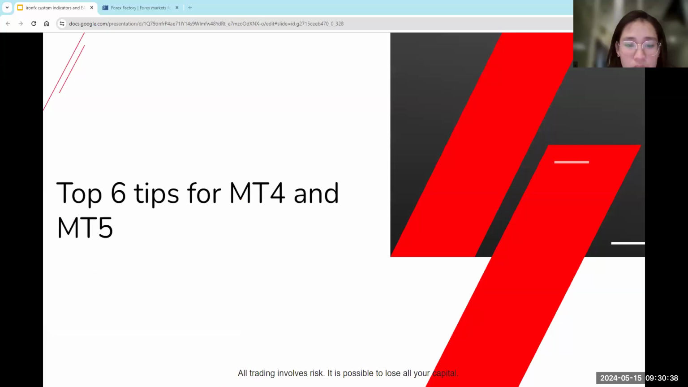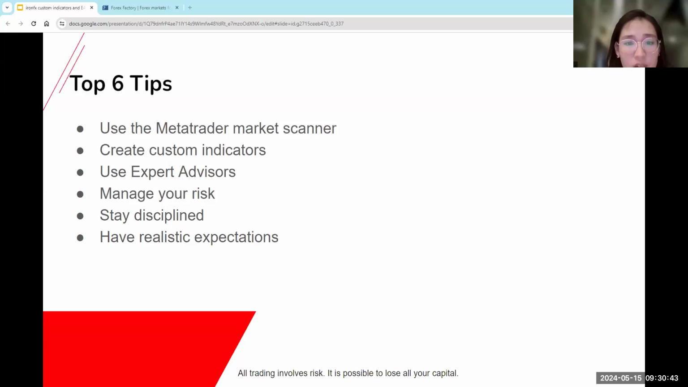Okay, so some tips for MT4 and MT5. Firstly, use the MetaTrader market scanner. Second, create custom indicators and use EAs. We already went through at the start how to create your own custom indicators and use EAs. Fourth would be to manage your risk, and we'll go through some tips on how to do that. Stay disciplined and have realistic expectations. So let's talk a bit about how to manage your risk now.